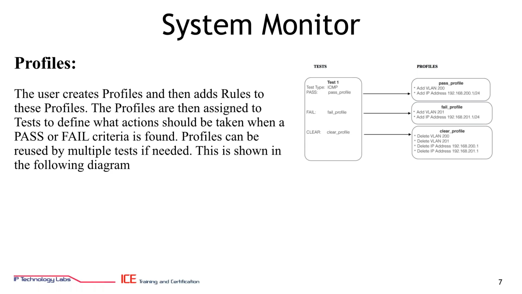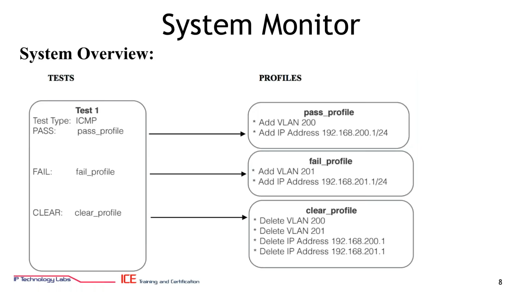Once I define my test, then I can create profiles. And you can name the profiles anything you want. So I can say, network is good, or network is bad, or LTE enable, LTE disable. But you're basically creating these profiles, and then within the profiles, we're going to put rules in.